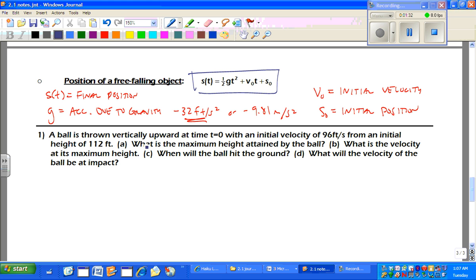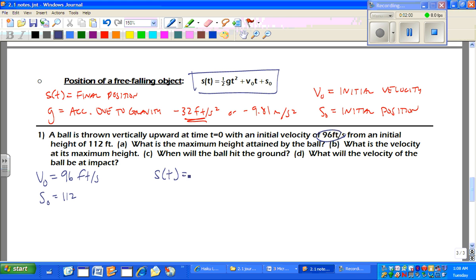It says a ball is thrown vertically upward at time t equals 0 with an initial velocity of 96 feet per second. So v sub 0 is 96 feet per second from an initial height, so s sub 0 equals 112. Part A asks us what's the maximum height attained by the ball. So first, let's use what we've got to set up our equation.